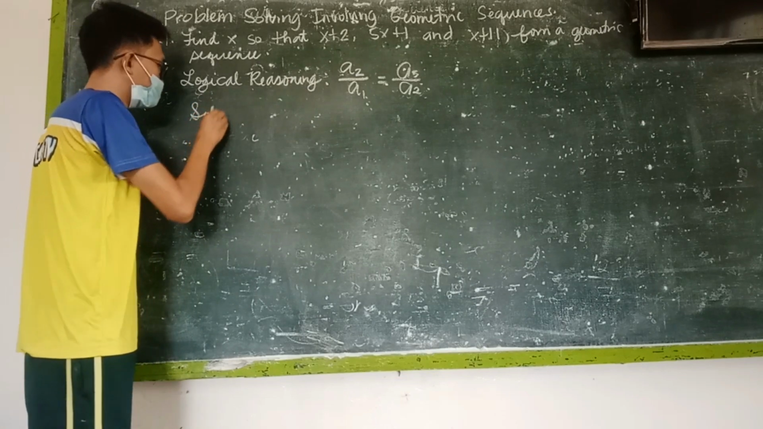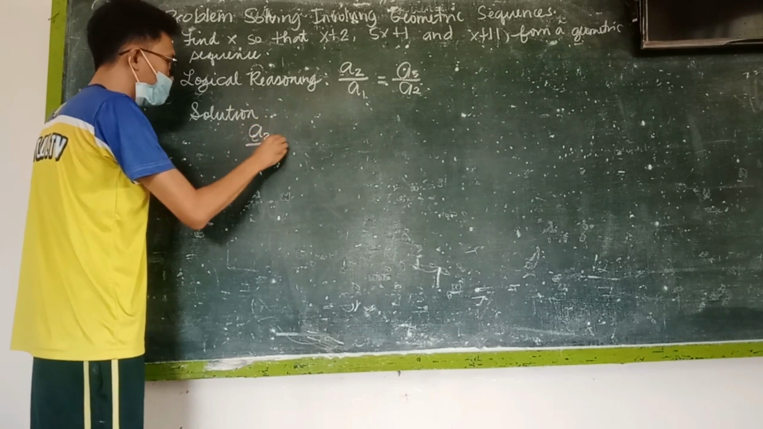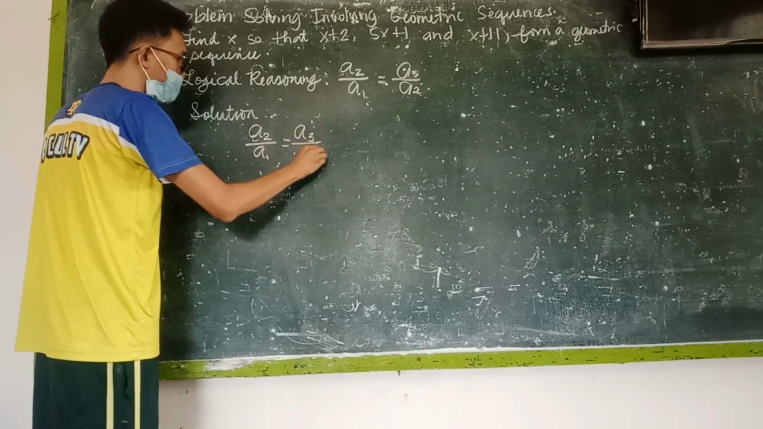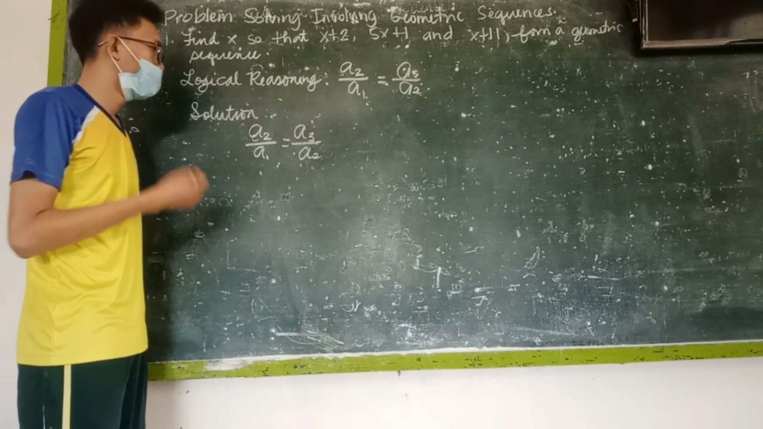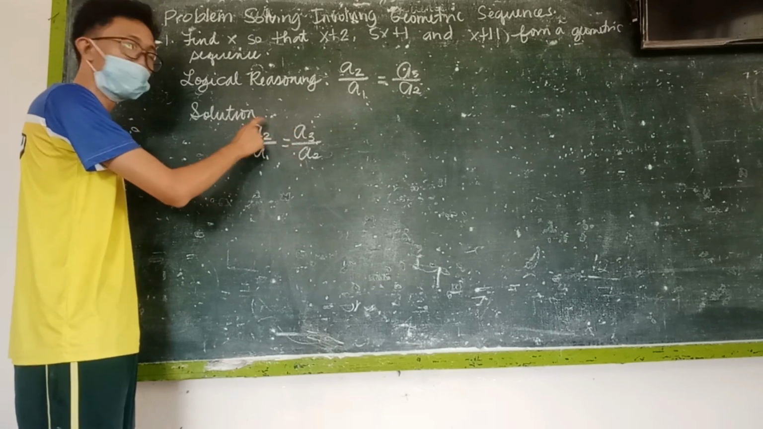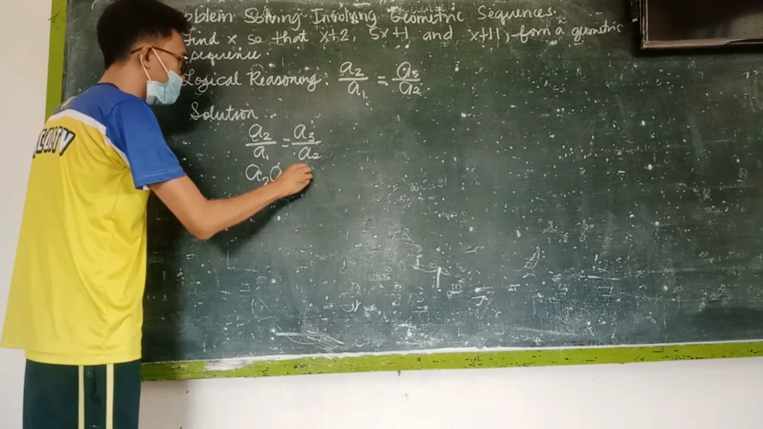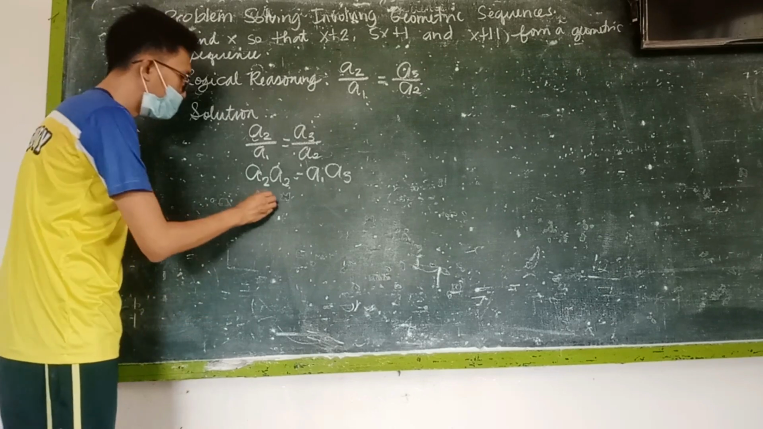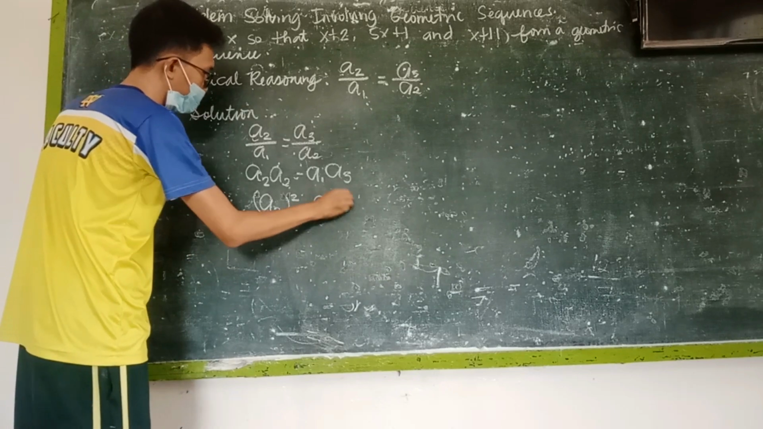So, solution, we have a sub 2 over a sub 1 is equal to a sub 3 over a sub 2. We can cross multiply a sub 1 to a sub 3, then a sub 2 to another a sub 2. So we have a sub 2 squared is equal to a sub 1 times a sub 3. So we can conclude that a sub 2 quantity squared is equal to a sub 1 times a sub 3.